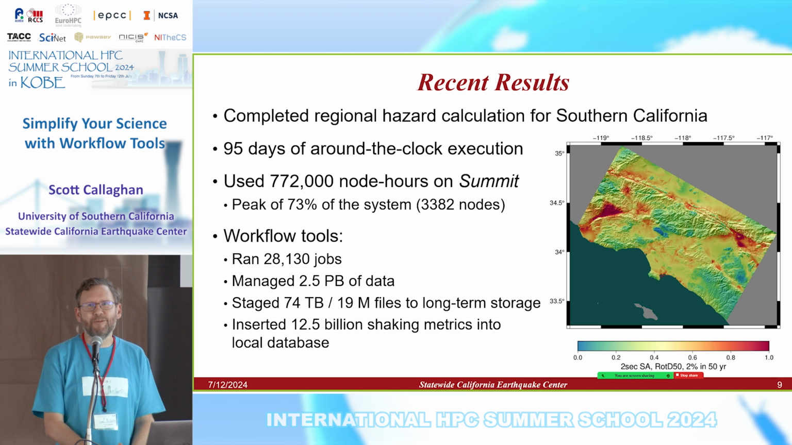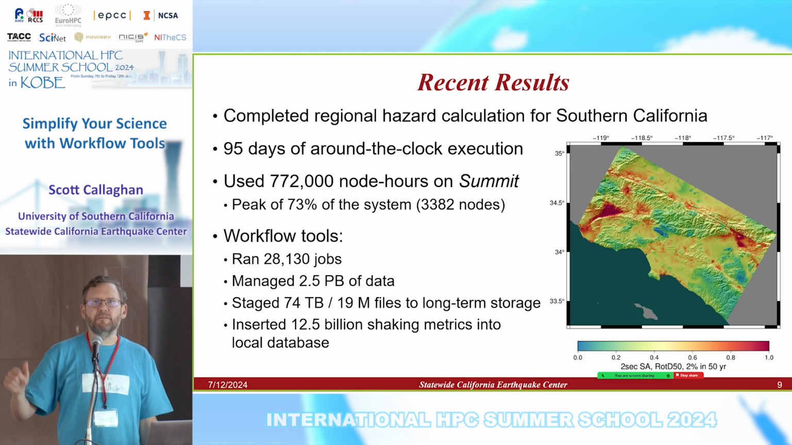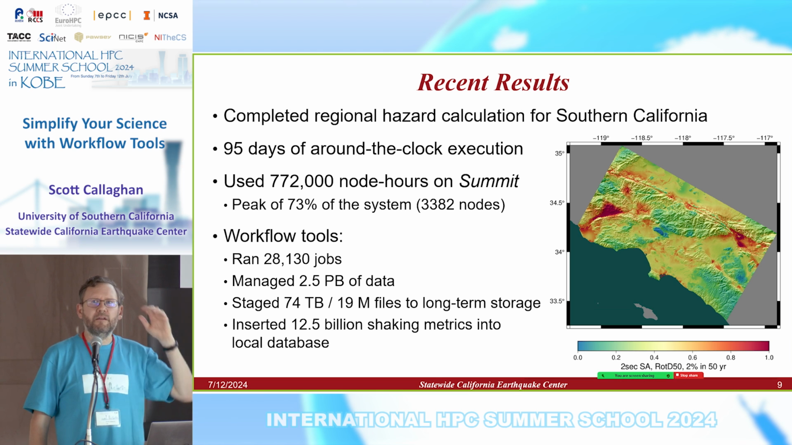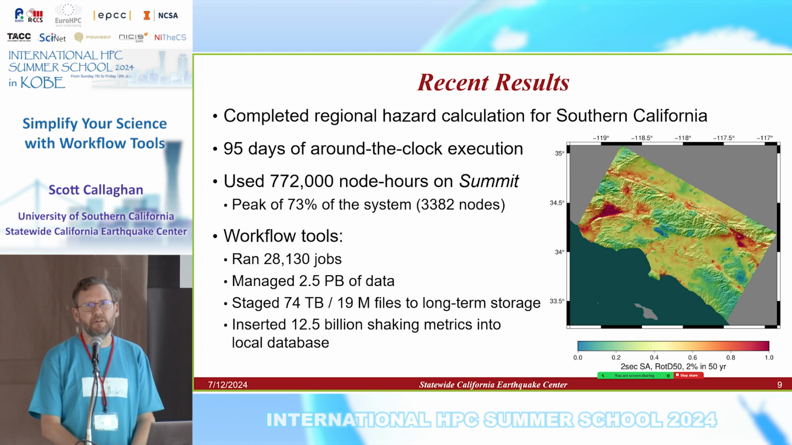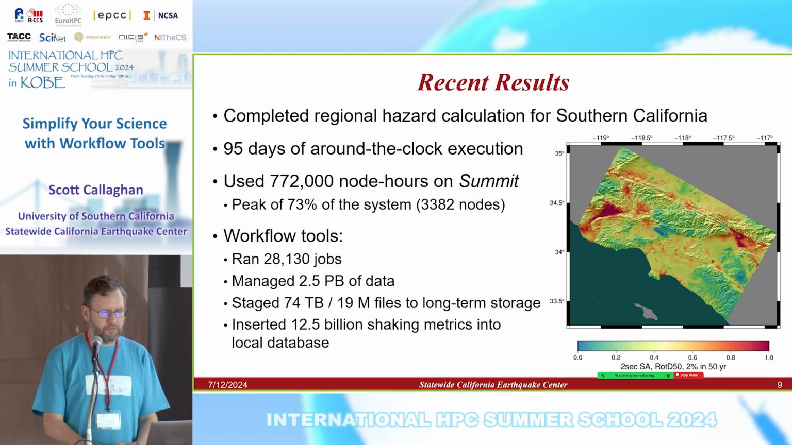That's kind of a personal high watermark in terms of number of cores that are churning on my work. The workflow tools submitted almost 30,000 jobs to run for us, managed 2.5 petabytes of data. Long-term archival storage was about 20 million files, about 75 terabytes. So that was automatically copied back to us to our long-term archive. And we calculated about 12.5 billion individual shaking values and inserted them into a local MySQL database. And so I think it is not an exaggeration to say that there's absolutely no way that we could do things at this scale without the help of the workflow tools.